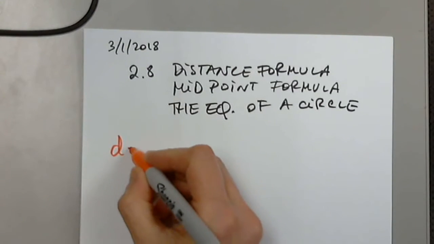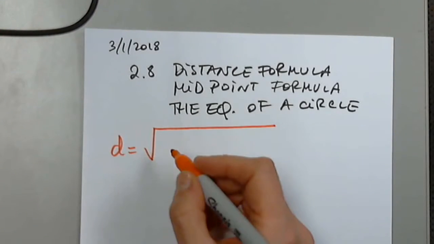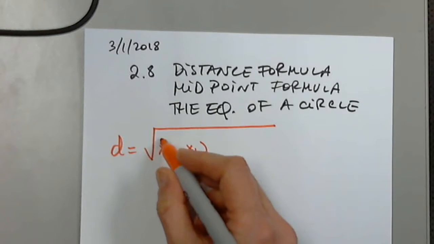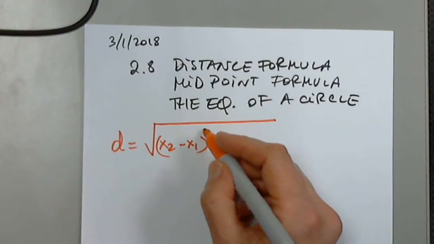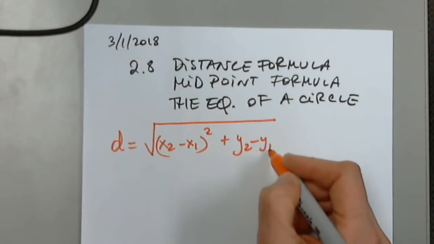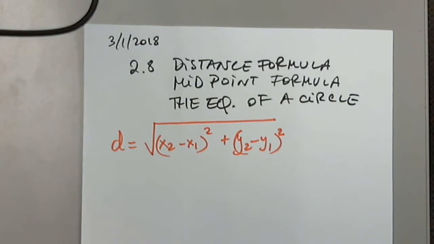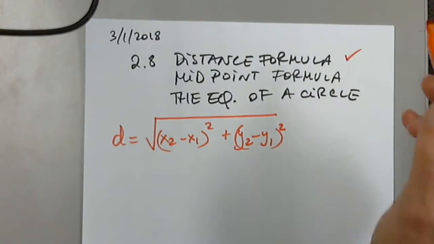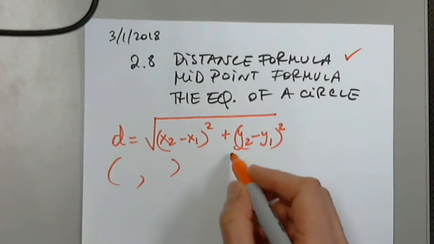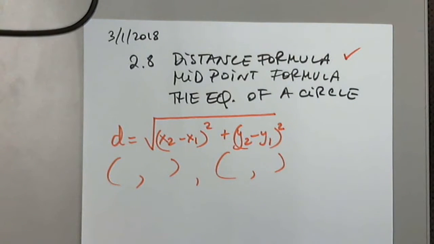So we already know now the distance formula, which is the square root of x sub 2 minus x sub 1 squared plus y sub 2 minus y sub 1 squared. So if you give me two ordered pairs, any two ordered pairs, we will determine the distance.